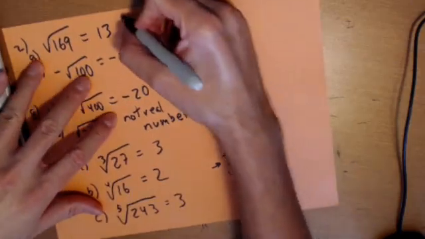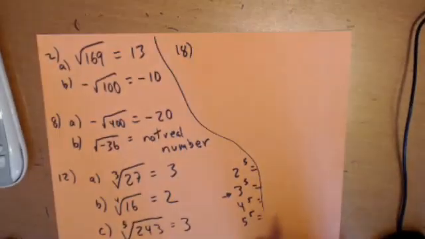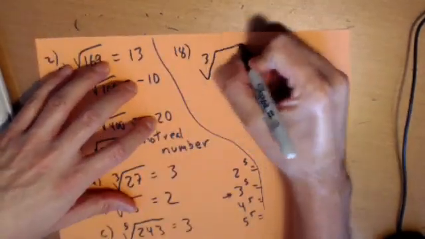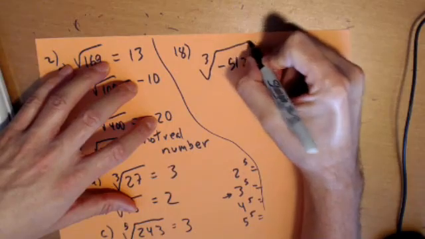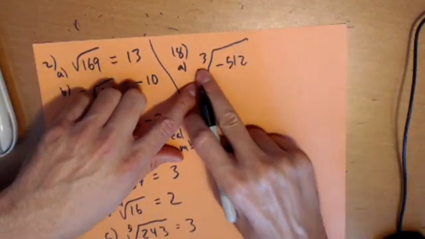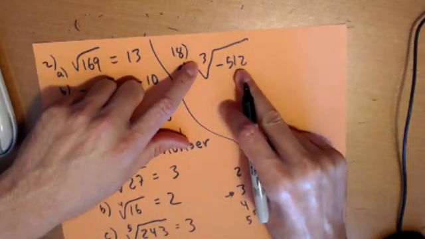18. Third root of negative 512. Part A. Ooh, it's a negative number underneath the radical sign, but it's odd. It's cube root, so I can go ahead and do it.